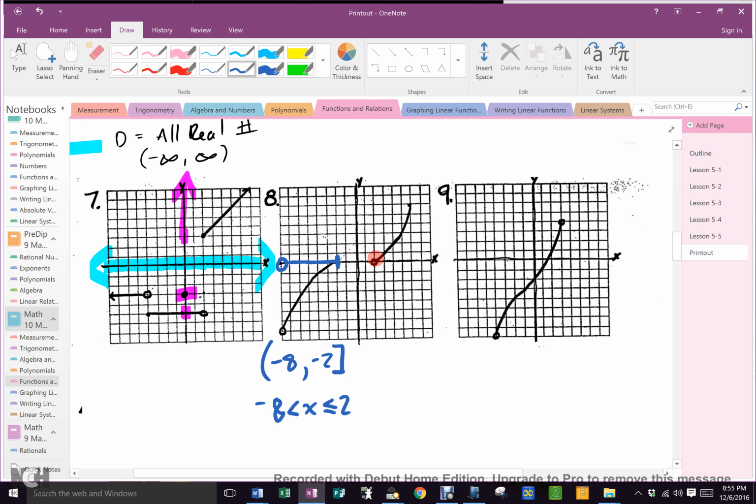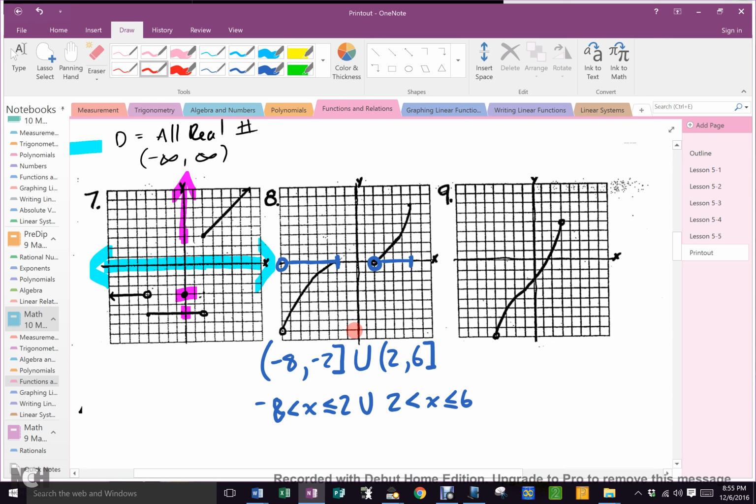Now the domain starts up again right there at 2, and it goes on to 3, 4, 5, 6. So I've also got a union set that doesn't include 2, but it does include 6. So I have a union set down here, which doesn't include 2, but it is equal to 6. So I've got 2 sets there.